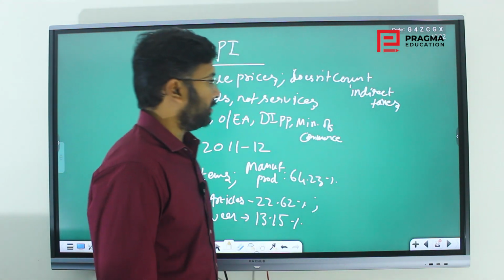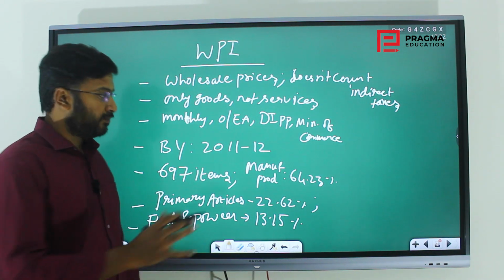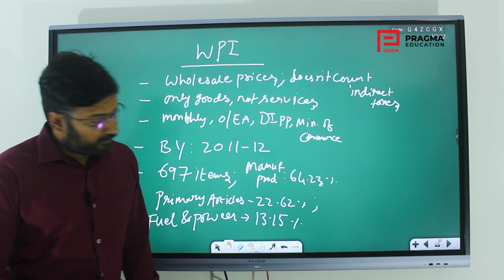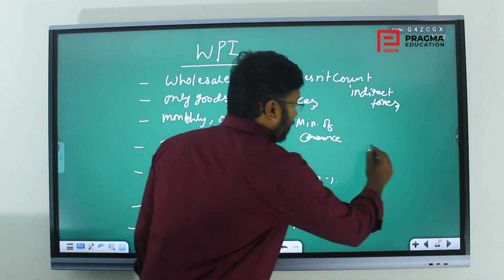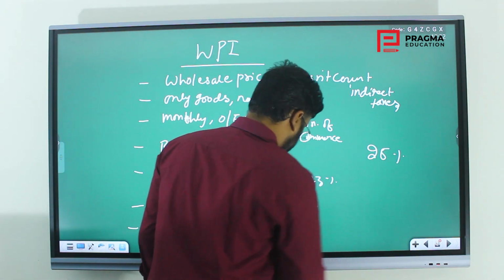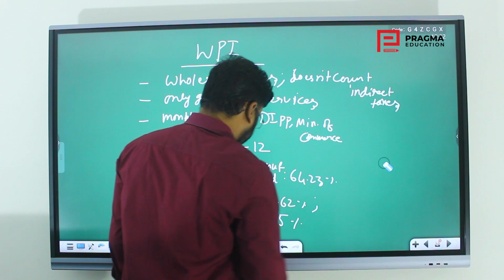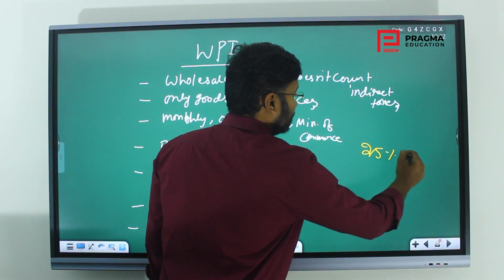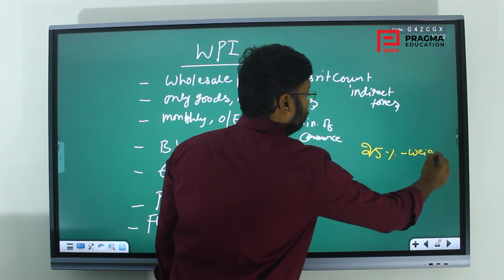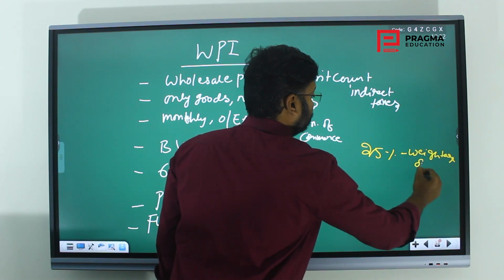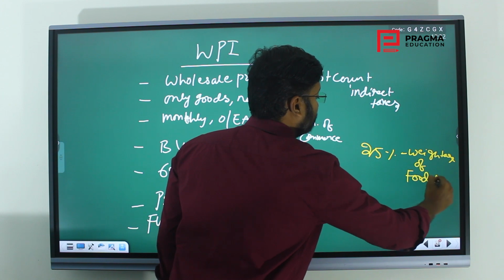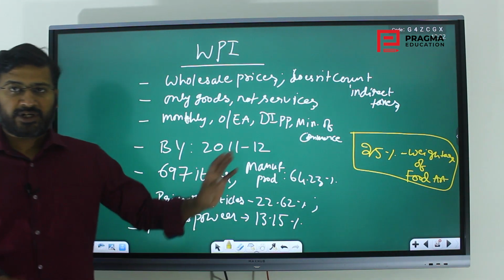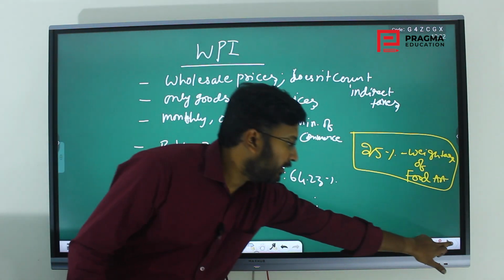Next, a separate service sector index is basically proposed, but it has not come into existence. Next, the weightage of the food group is around 25%. 25% is the weightage of food and food articles. Okay. This is a very important fact, and there is a little concept after we discuss CPI that we will come back to this again.